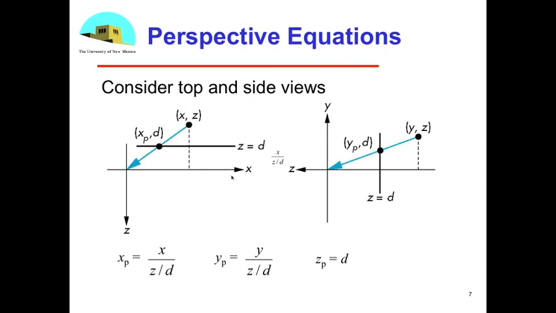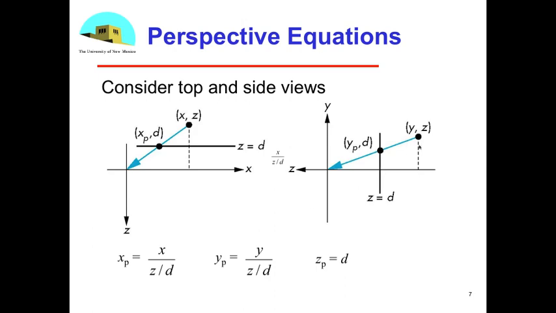So here's what you get from a top view. We're looking at it from the top. So remember, the z is going down when I look at it from the top. The x is going to the right. And I have these two similar triangles, so therefore the ratio of xp to x is the same as the ratio of d to z. Here the assumption is that d will turn out to be negative because I pushed it into the negative, but that's okay. If this is -1, then this becomes just minus x over z.